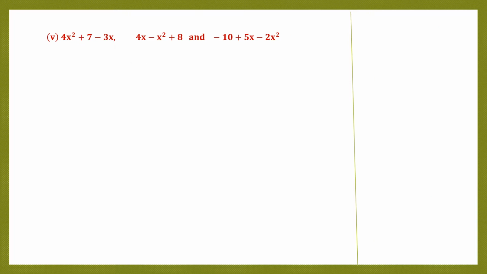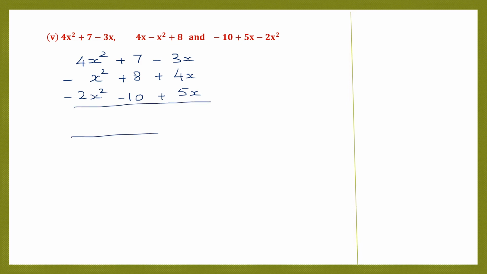Next question. Question 5. So let's arrange these again. So we have 4x square plus 7 minus 3x. In the second set, we have 4x, that will be plus 4x minus x square. Remember to put it in the right column, plus 8. Last one, minus 10 plus 5x minus 2x square. All like terms in the same column. So we'll add up these.